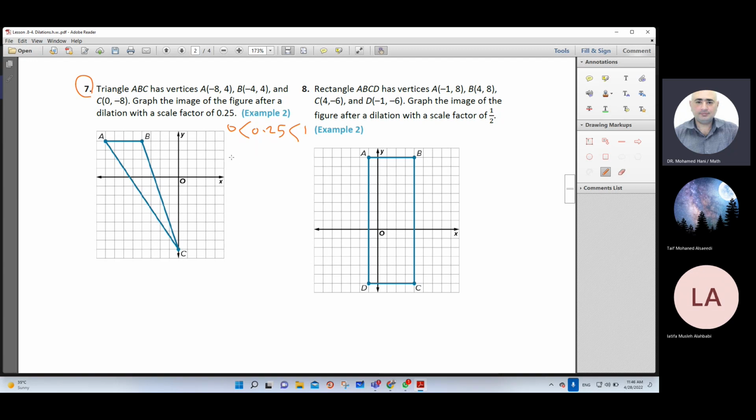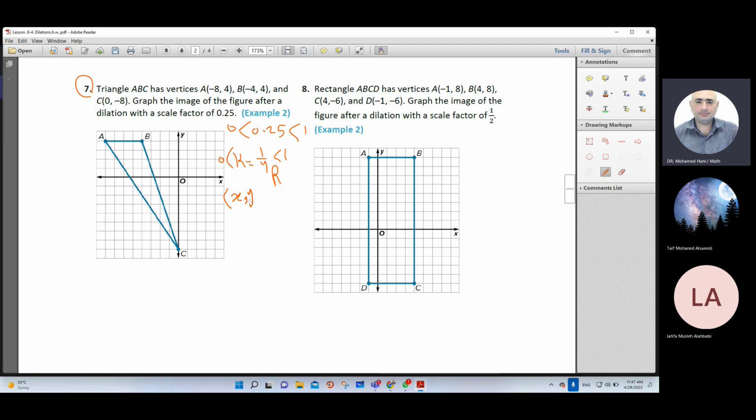So when k equals 0.25, that means 1 over 4. So k here is between 0 and 1, which means we have reduction. The image will be smaller than the pre-image. Okay. So now the rule.